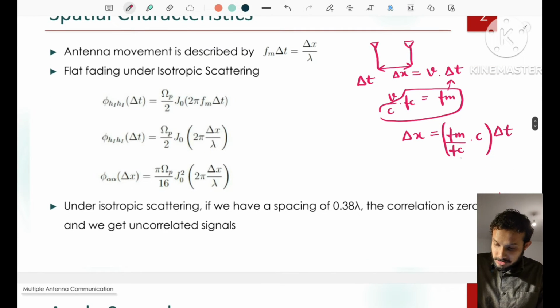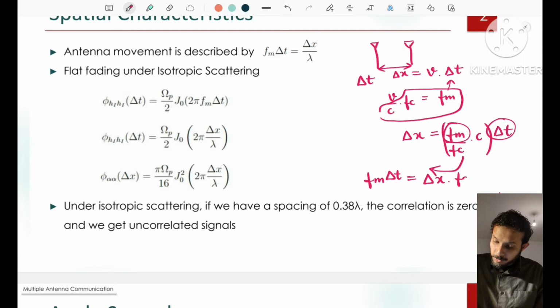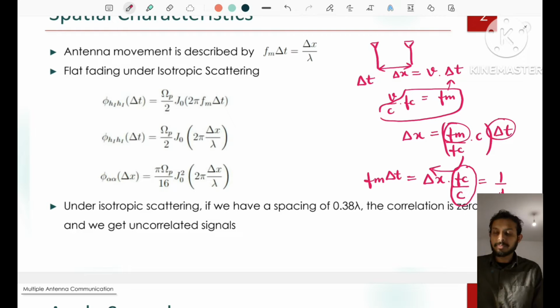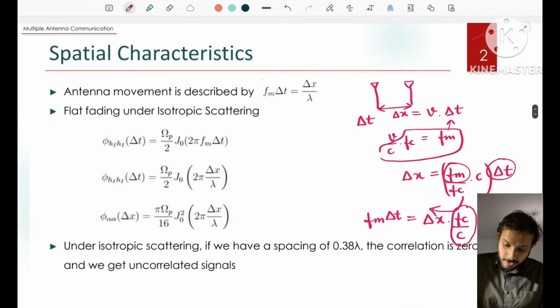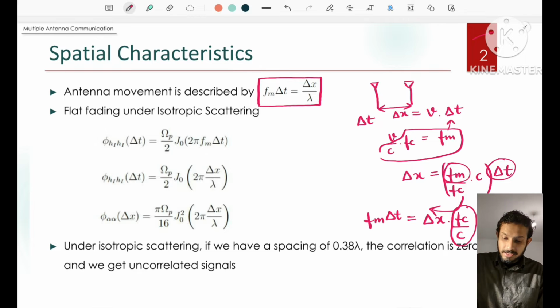Now if we just obtain this fm into delta t from here, fm into delta t is equal to delta x into fc upon c, and we know that this fc upon c is nothing but 1 by lambda. So as a result, what we get is fm into delta t is equal to delta x upon lambda, and we will see how this expression is useful.